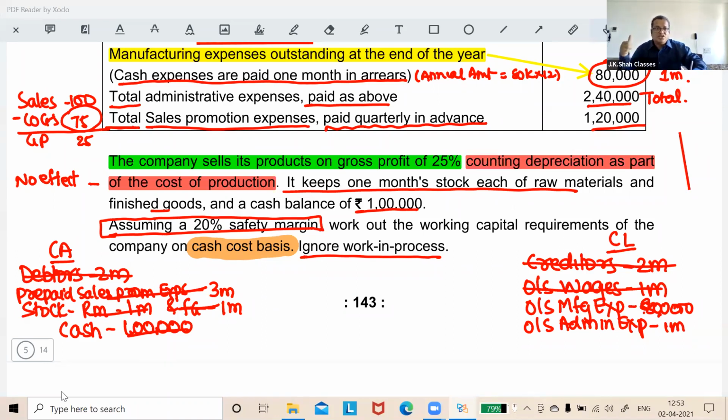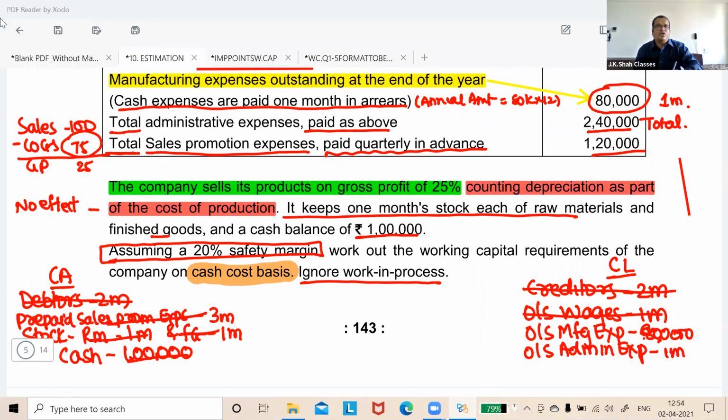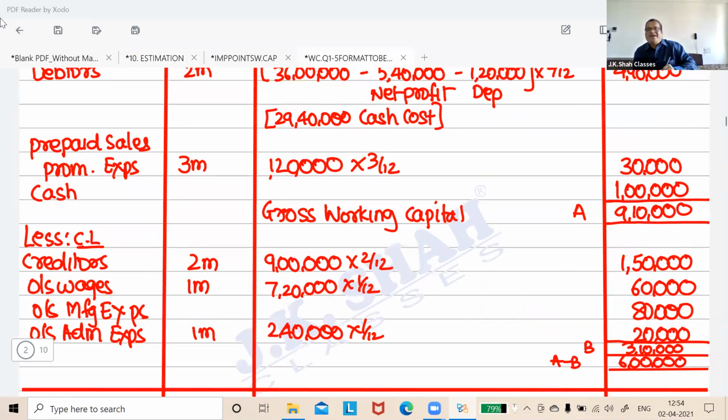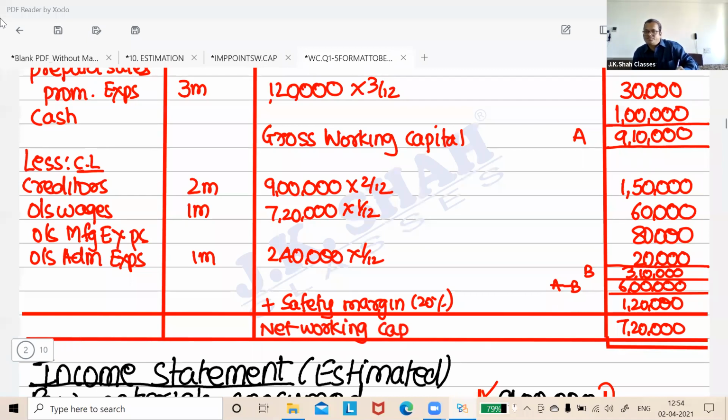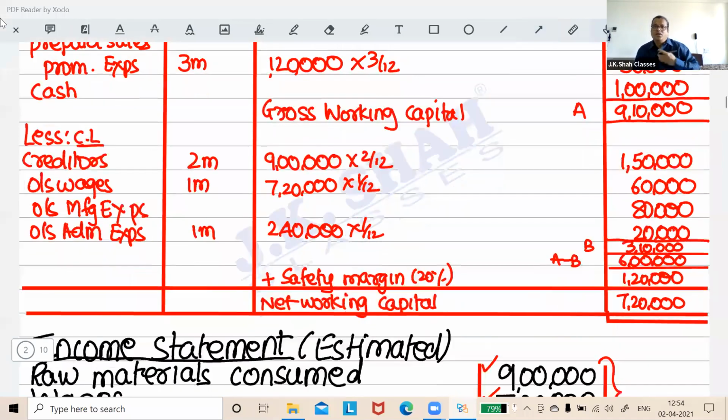Right, people? Okay. So whatever this amount has come, the bank manager is asking, sir, how much you want to borrow from me? So I say, okay, my amount is 6 lakh, but let me add some safety margin. 20% of this amount. So 120. So final amount that you please lend me how much? 720. So this would be my net working capital.